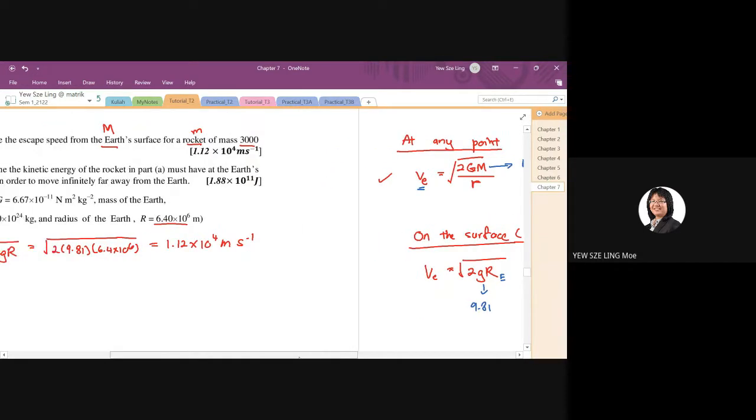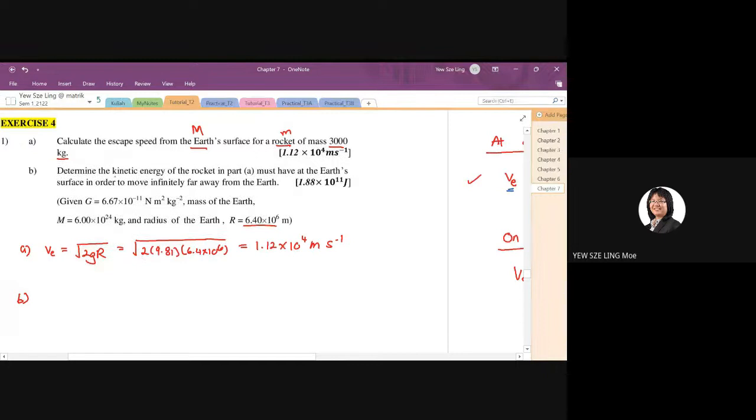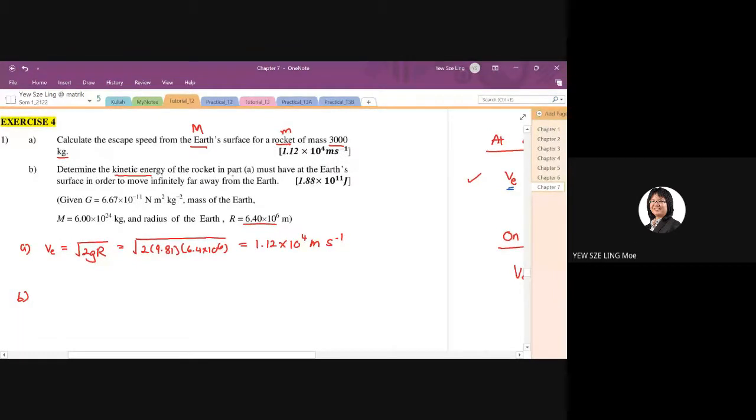So basically you can just try it. You can also try the equations one, see whether you can get the answer or not. But in class, I'm just going to show you one. Now, questions B. Questions B determines the kinetic energy of the rocket in part A, that it must have at the Earth's surface in order to move infinitely far away from the Earth.